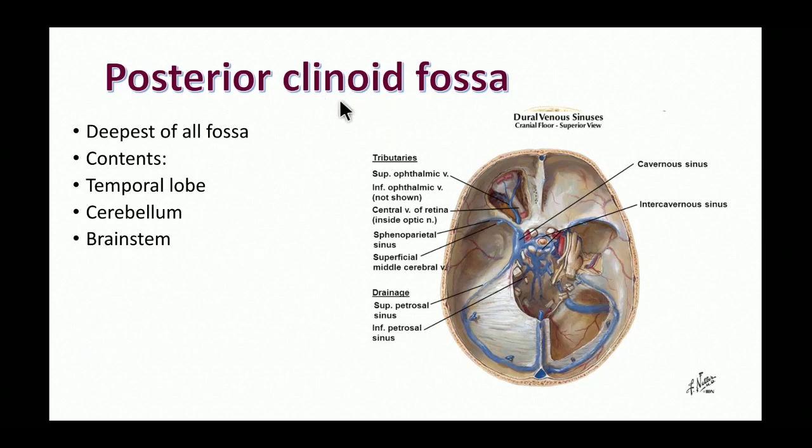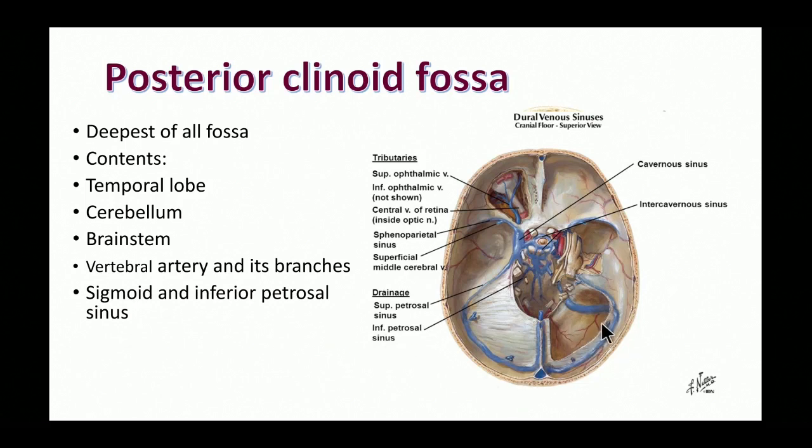This is the posterior cranial fossa. Some error during formatting, it has been retained as clinoid fossa. Auto correction most probably sometimes happens. So contents: I told you the occipital lobe above the tentorium cerebelli, the cerebellum in the infratentorial compartment, and vertebral vessels. The vertebral artery you can see, giving branches which pass through the foramen magnum, that is the anterior spinal artery and posterior spinal artery.